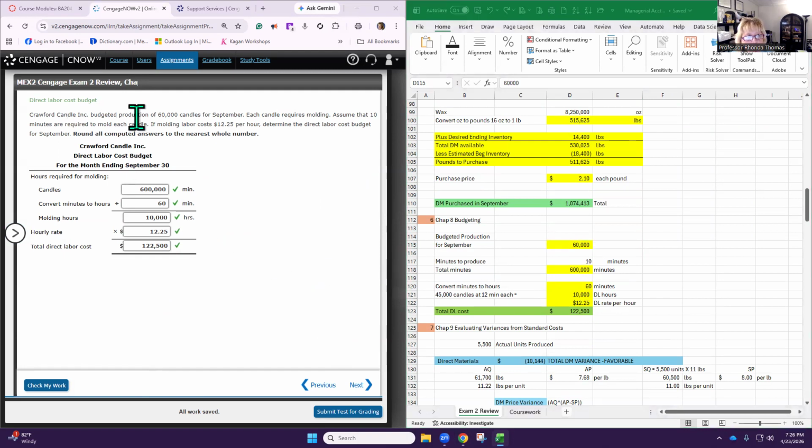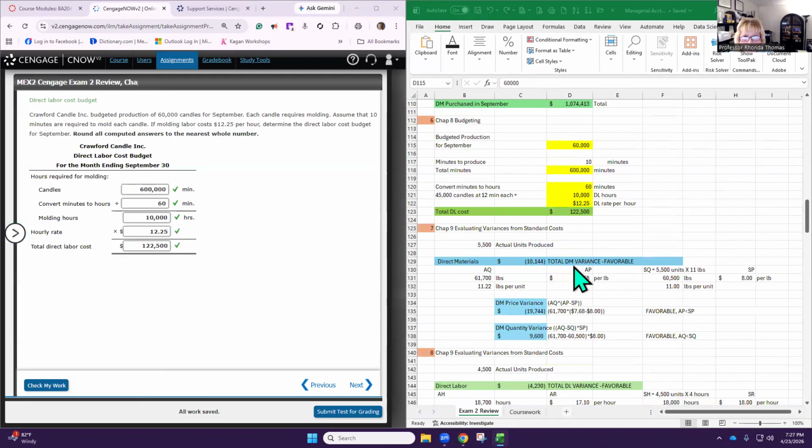Okay, so it says that we budgeted production of 60,000 units. So this is a different one, but that's okay. So here is our expected candles to make, and it says that we assume that 10 minutes are required to mold each candle. So 10 times 60,000 candles is 600,000 minutes, but we don't usually pay people in minutes. So we need to convert it to hours. I'm sorry, we divide, okay?